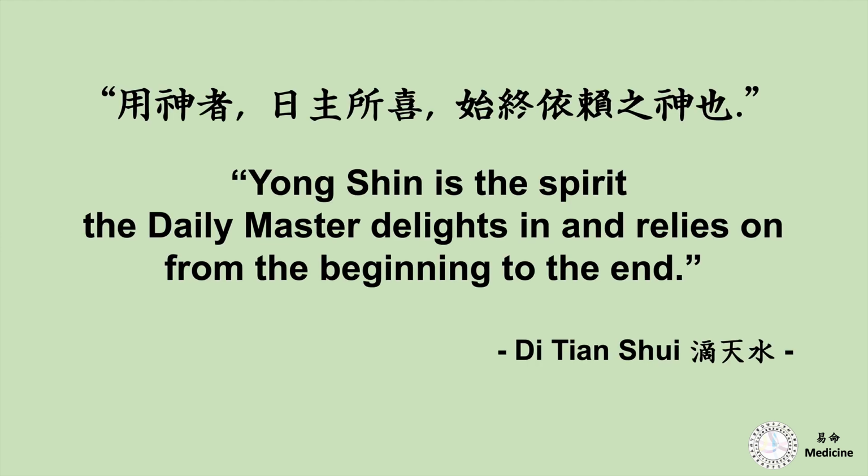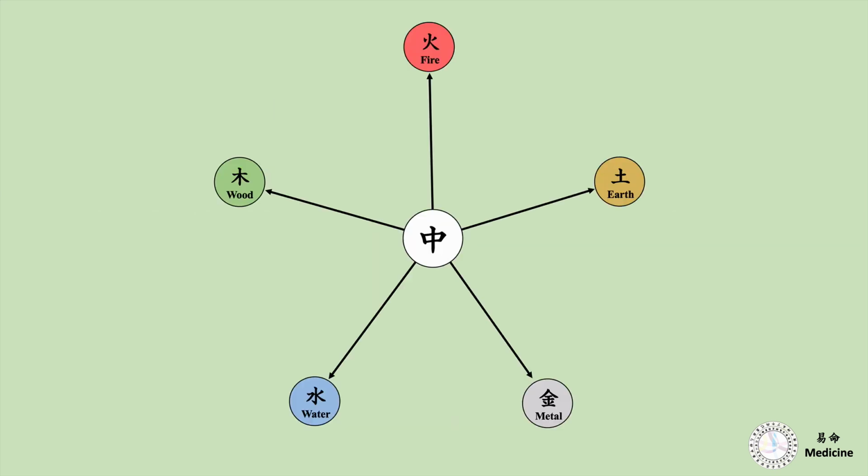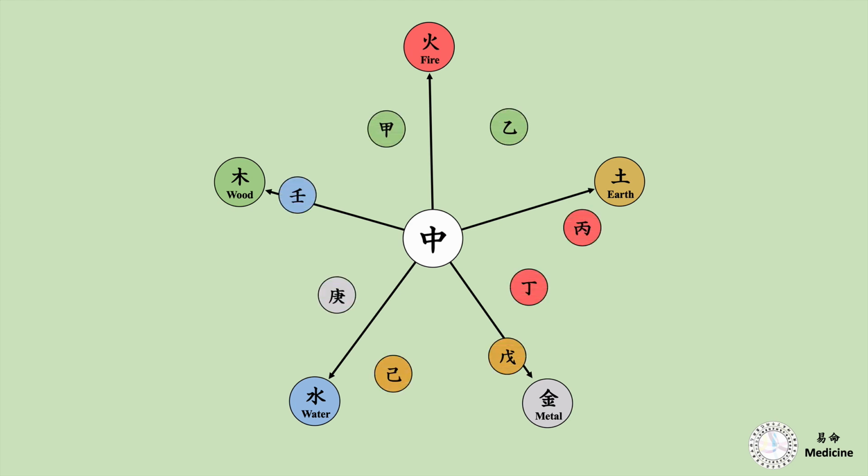In Di Tian Shui, Yong Shin is described as the spirit the daily master delights in and relies on from the beginning to the end. We all have certain types of partiality, which I have defined as dominant energy. And because of that, the daily master has different imbalances in different forms. Yong Shin is the energy that tries to bring daily master's partialities to a balanced state.